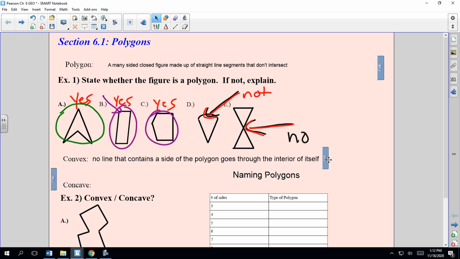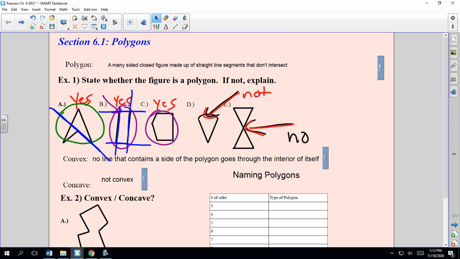Official definition here is convex is no line that contains a side of the polygon goes through the interior itself. So for example, on this one right here, the one that is actually concave, you can see that I drew this blue line segment, an extension of one of the segments of that polygon, and it does go through the interior of the polygon. So that one is concave because there is a line that contains a side of the polygon that goes through the interior of itself. Whereas here, I can draw all the extended line segments, and none of those blue line segments goes through the inside of the figure.